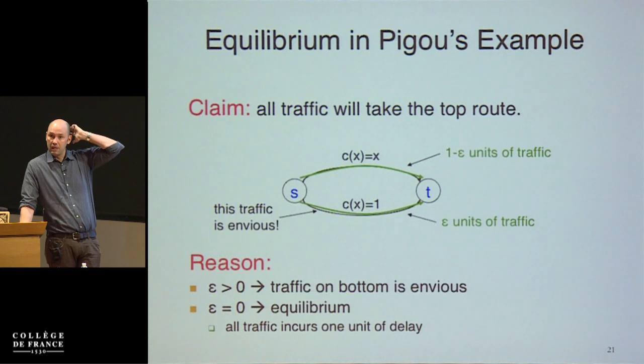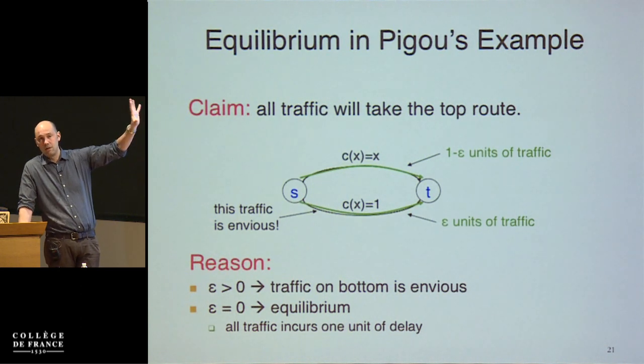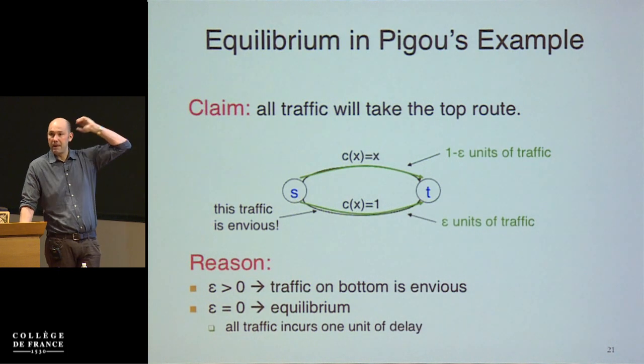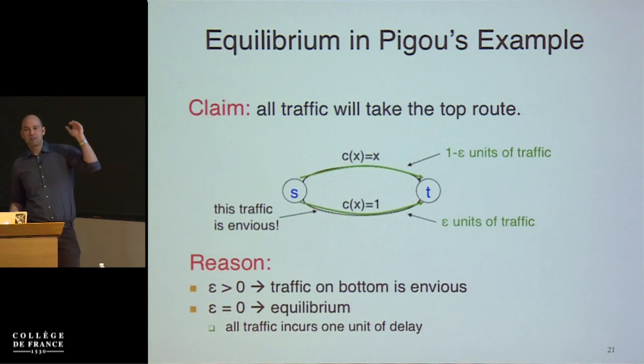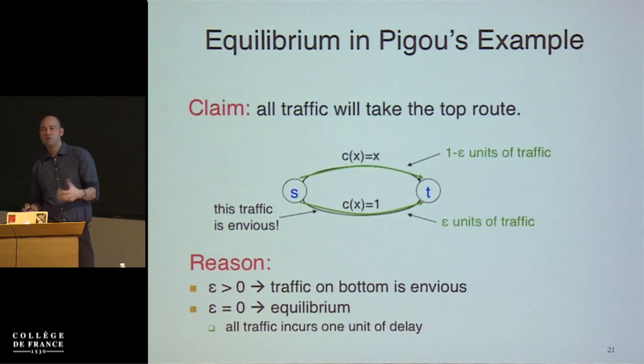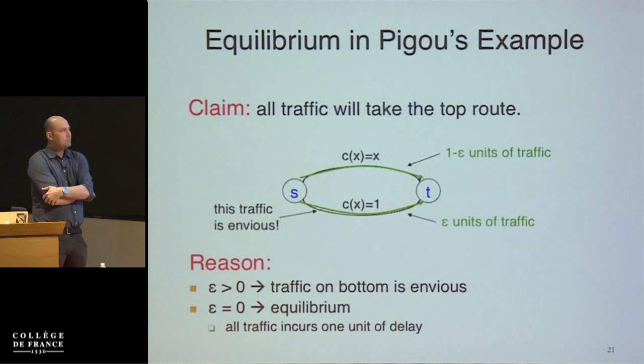what others are doing. That's because the best case scenario on the bottom route, 1 hour, is no better than the worst case scenario on the top route. Okay, so it's sort of a no-brainer to take the top route. You can only be better off than if you were on the bottom route. So that means at equilibrium, we expect to see all the drivers on the top route. It's fully congested, and it takes them all an hour to get from S to T.